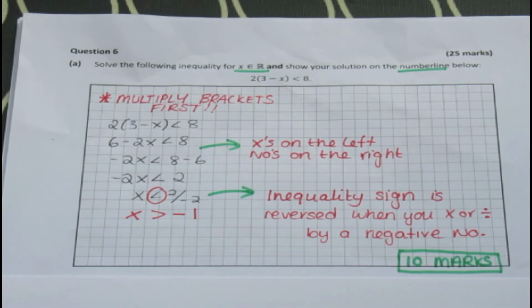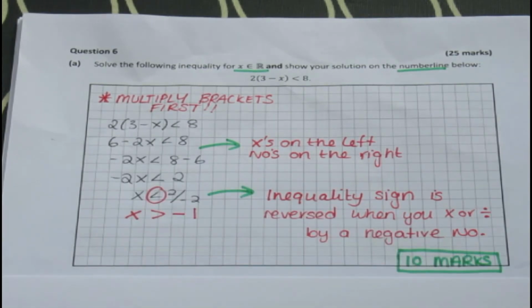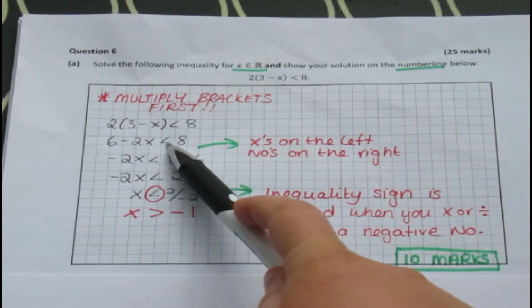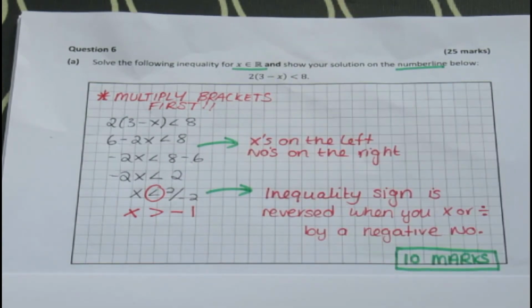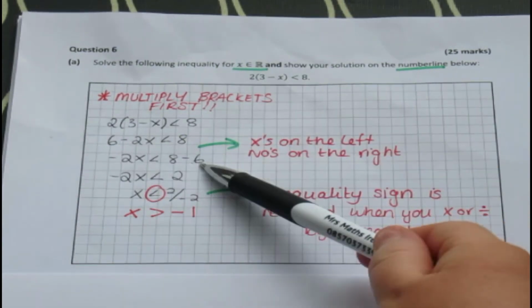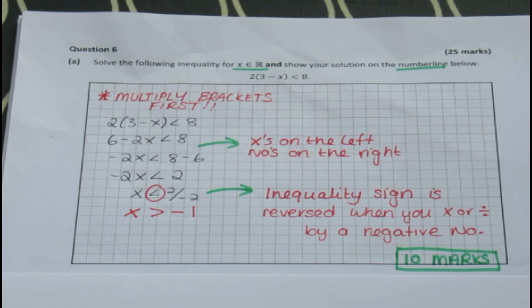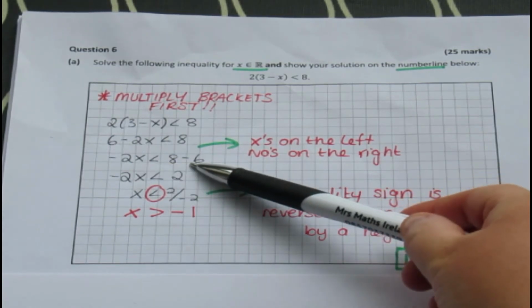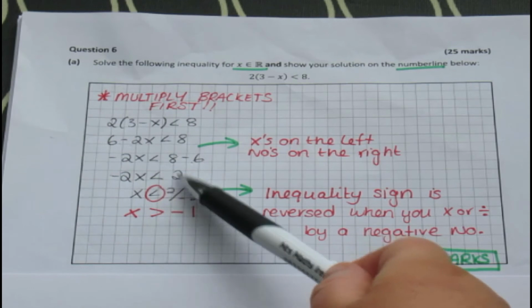I now need to say, right, I am solving, which means I want to find the value of x. I am going to put my x's on the left and my numbers on the right. And that is generally how I solve it. So I'm going to keep the minus 2x on the left hand side. I'm going to take that 6 and bring it over to the right hand side. When the 6 crosses the bridge, it changes its operation. So it was a positive 6, it now becomes negative 6. Always tidy up, so I'm going to tidy up this calculation. I get minus 2x is less than 2.